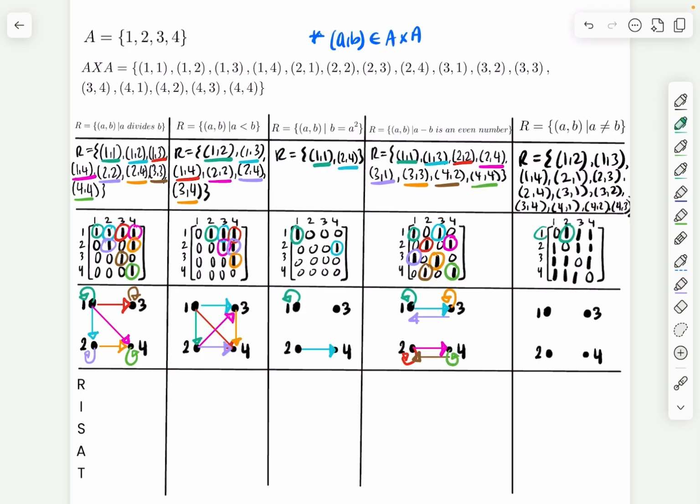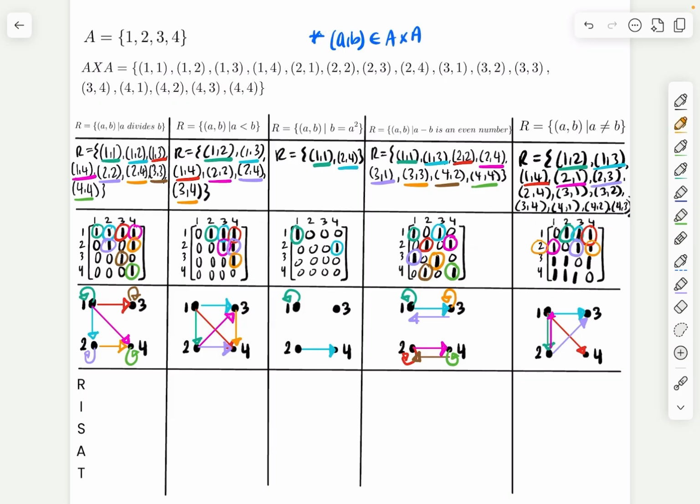I see a 1, that means there's an arrow from 1 to 2, so from 1 all the way to 2. I see another 1, that means there's an arrow from 1 to 3. I see another 1, that means there's an arrow from 1 to 4. I see another 1, that means there's an arrow from 2 to 1, so from 2 back to 1. I see another 1, that means there's an arrow from 2 to 3, so from 2 all the way to 3.